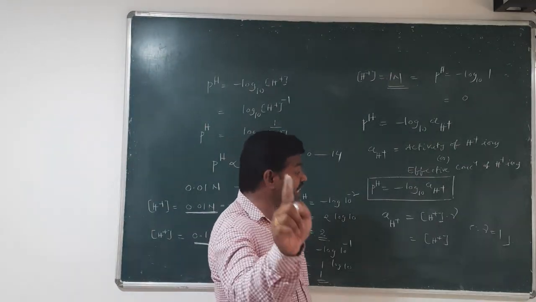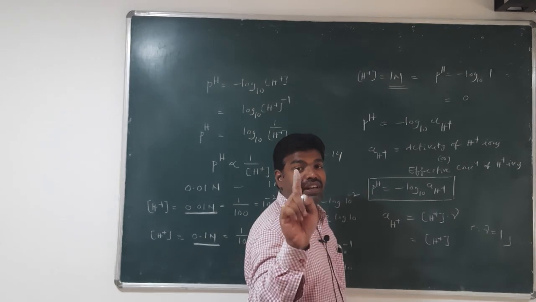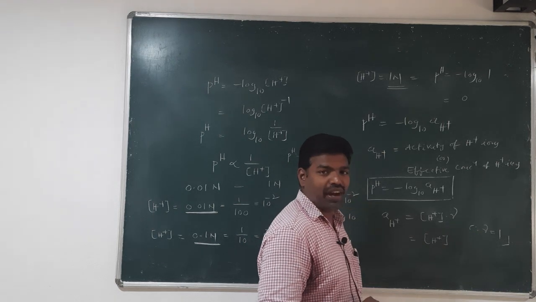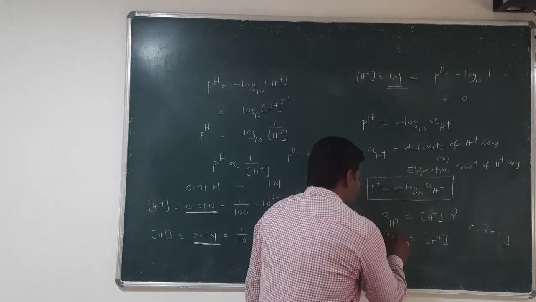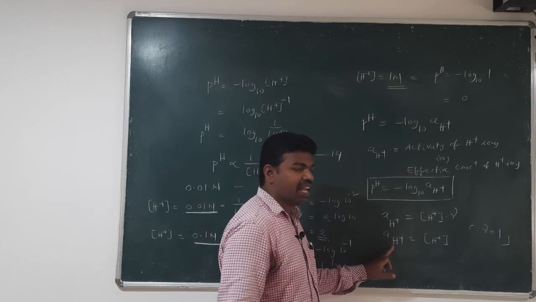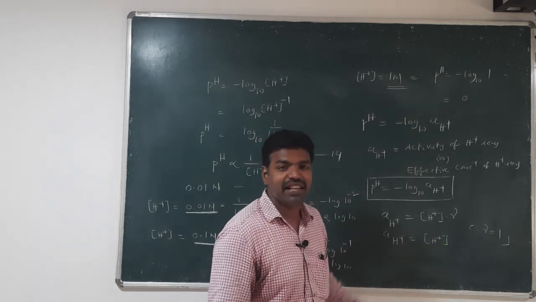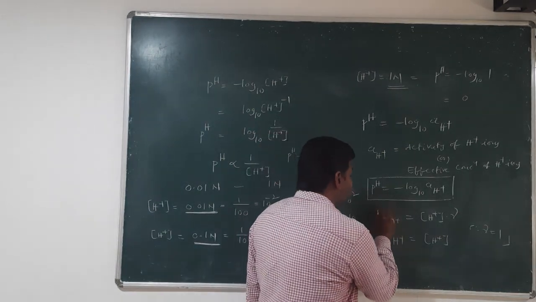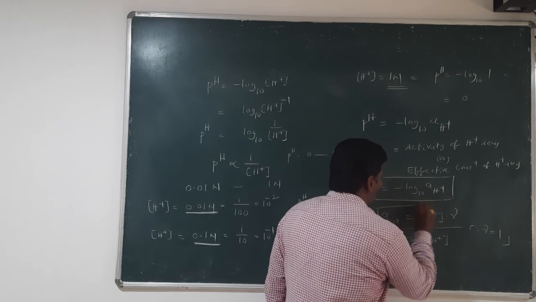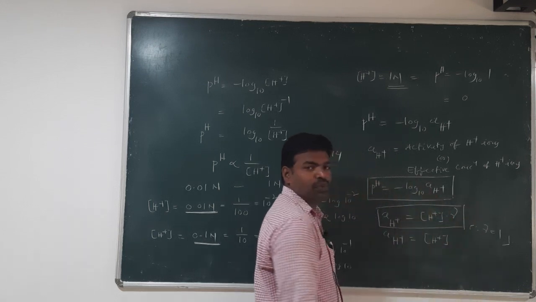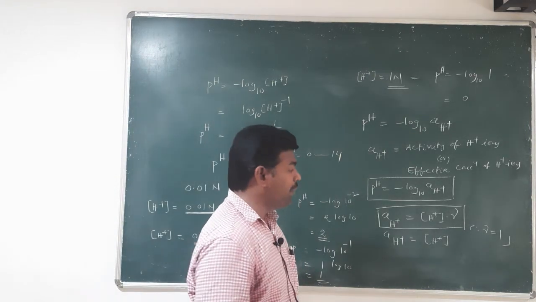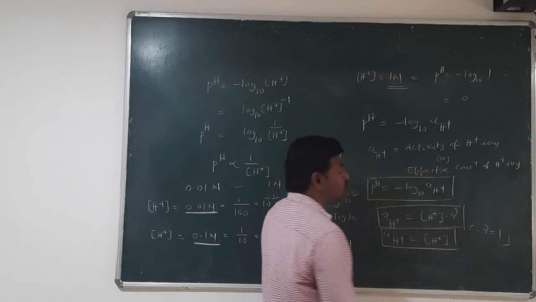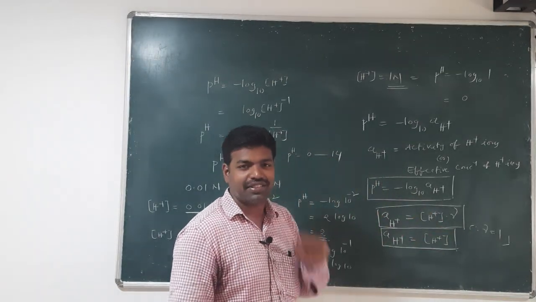But the activity coefficient of dilute solutions is found to be 1. Gamma is equal to 1. So for dilute solutions, activity of H plus ions is equal to concentration of H plus ions. But in concentrated solutions, activity of H plus ions is equal to the actual concentration of H plus ions times the activity coefficient. But in dilute solutions, the activity of H plus ions is equal to the actual concentration of H plus ions.